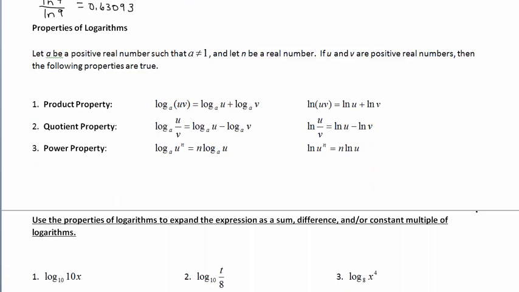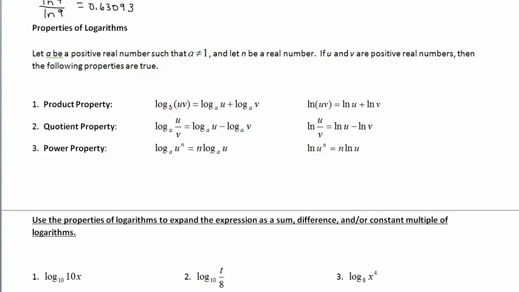All right, so we've got some properties of logarithms. Again, the description is: let a be a positive real number such that a doesn't equal 1, and n is a real number. If u and v are positive real numbers or expressions, then the following properties are true. All right, let's look at the structure of the product property.